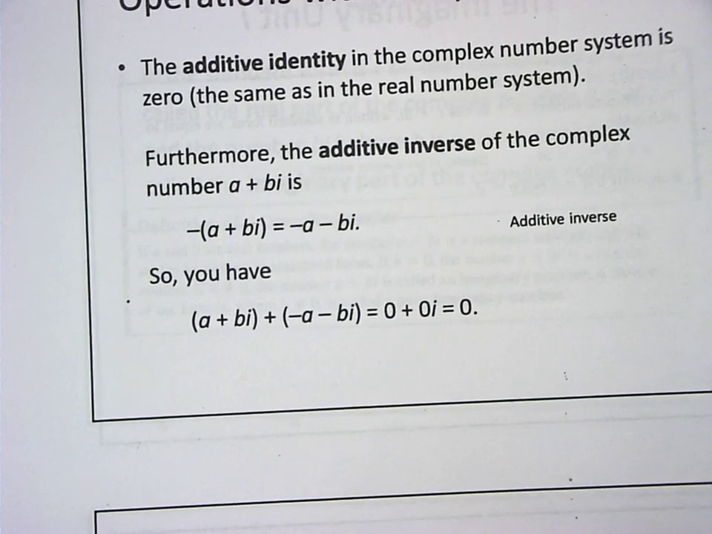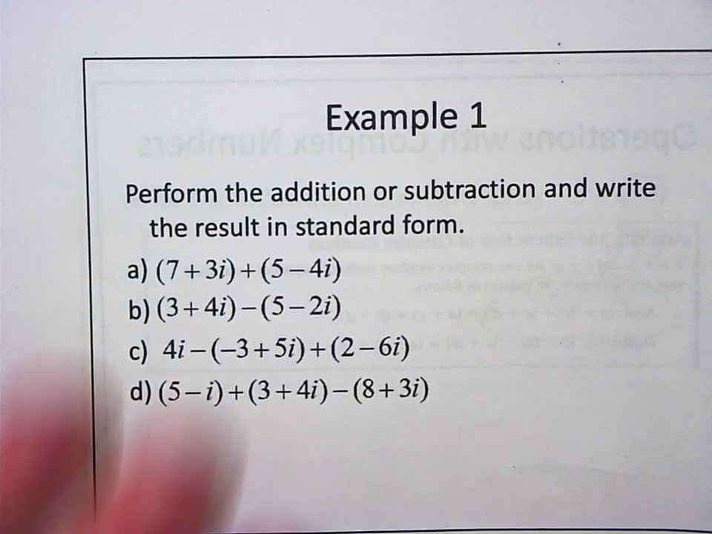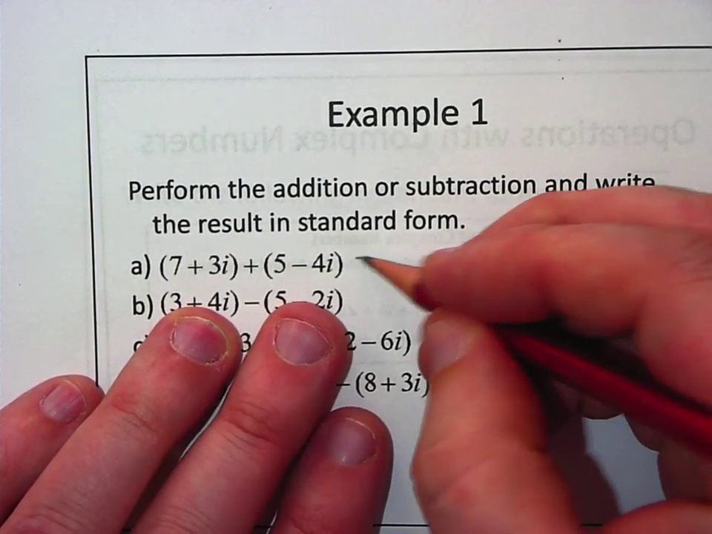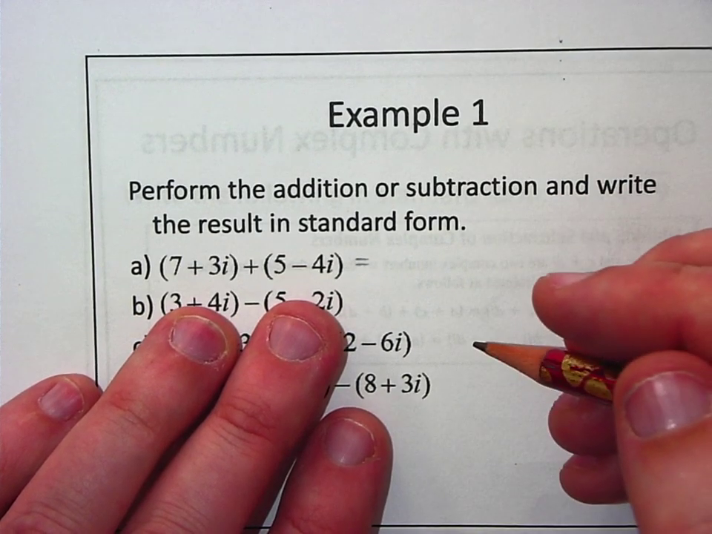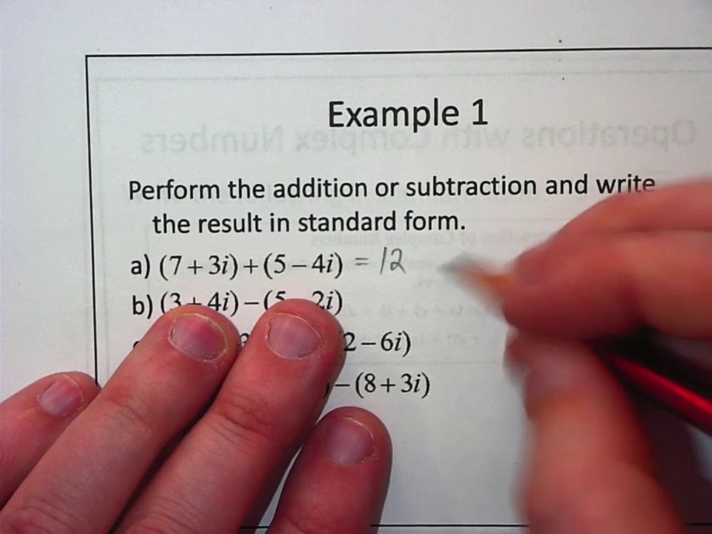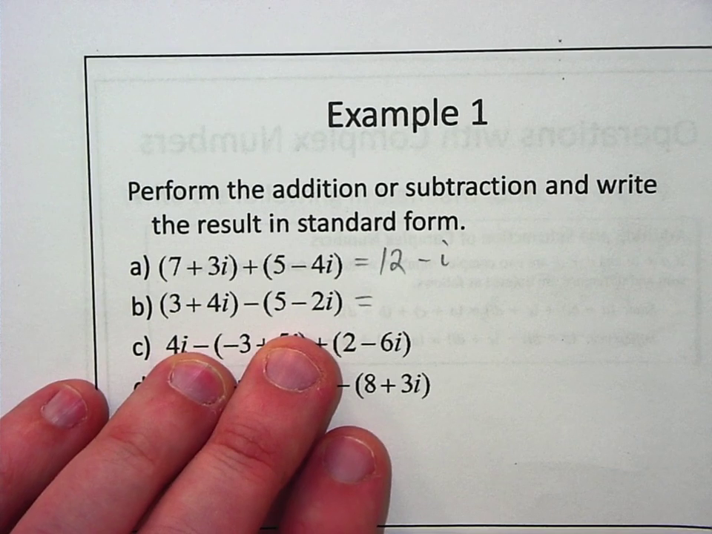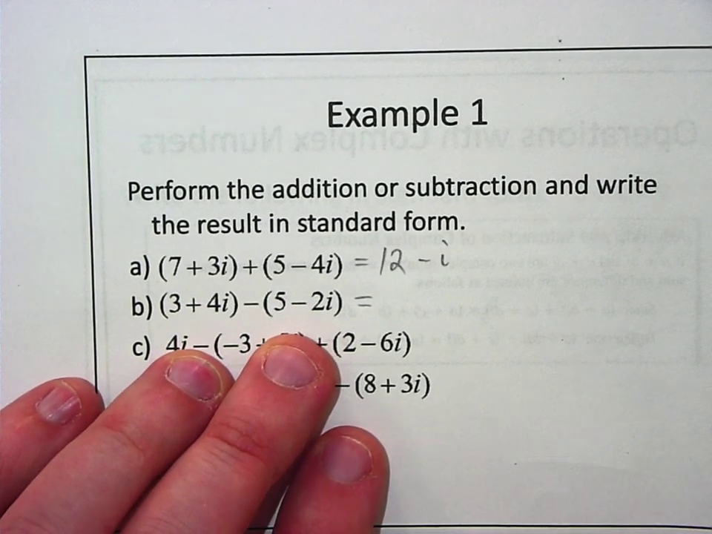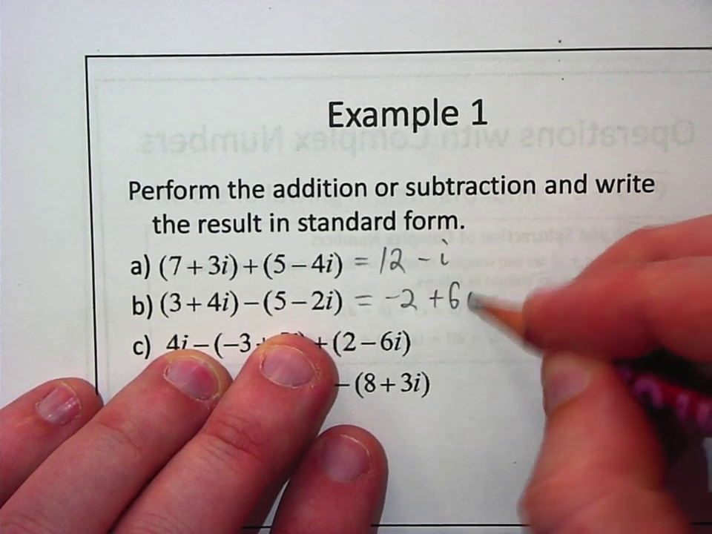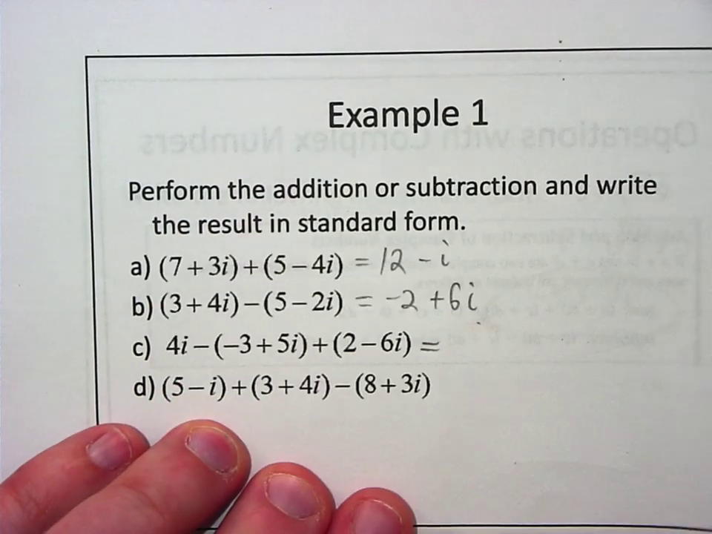So if I have something like this, I want to add together these two numbers. And these are just considered to be two numbers. What's the real component going to be? 12. What is the imaginary component going to be? -i. So the addition ends up very simple. What's the real component going to be on this one? -2. The imaginary? 6i. Yep.